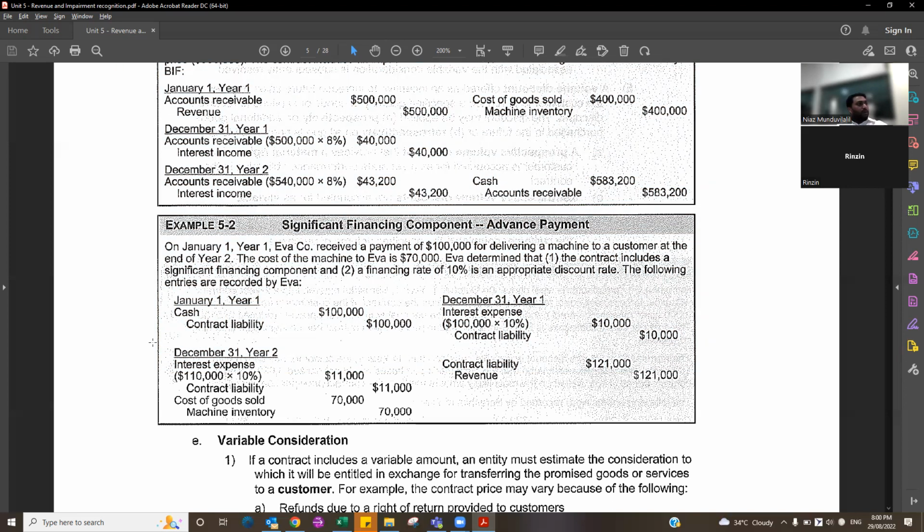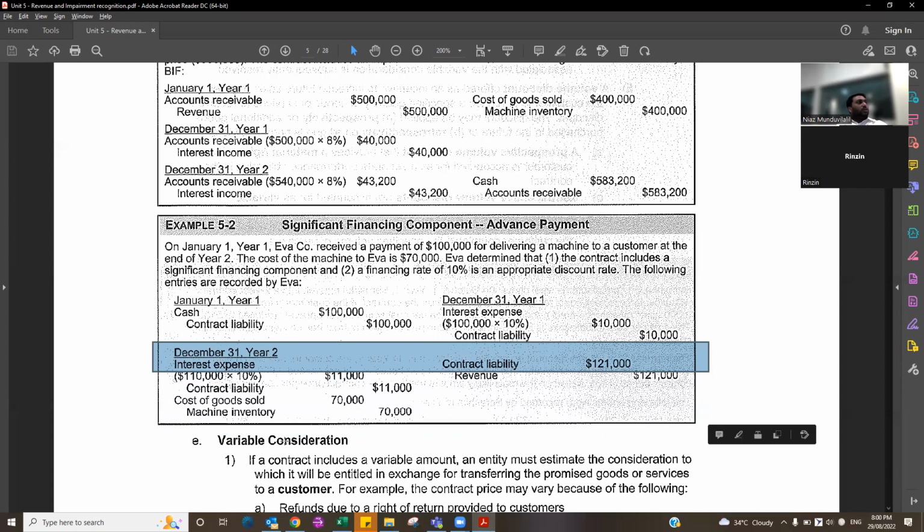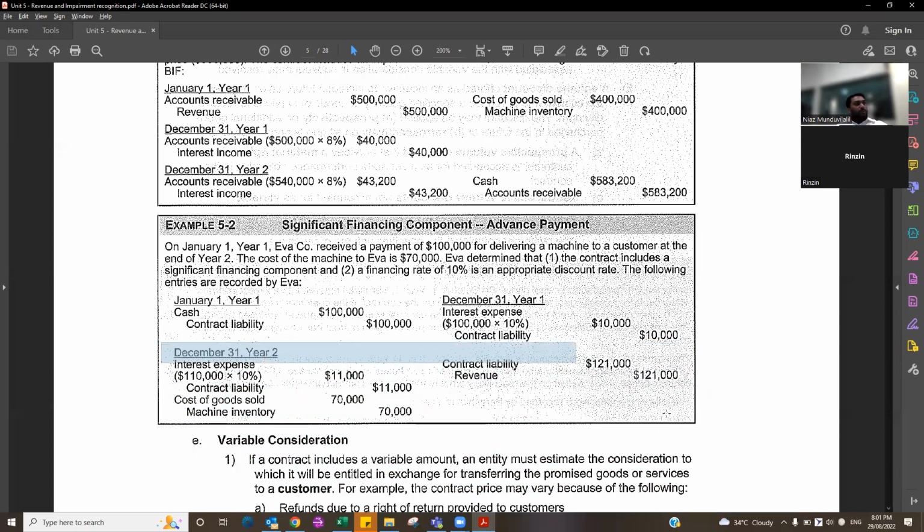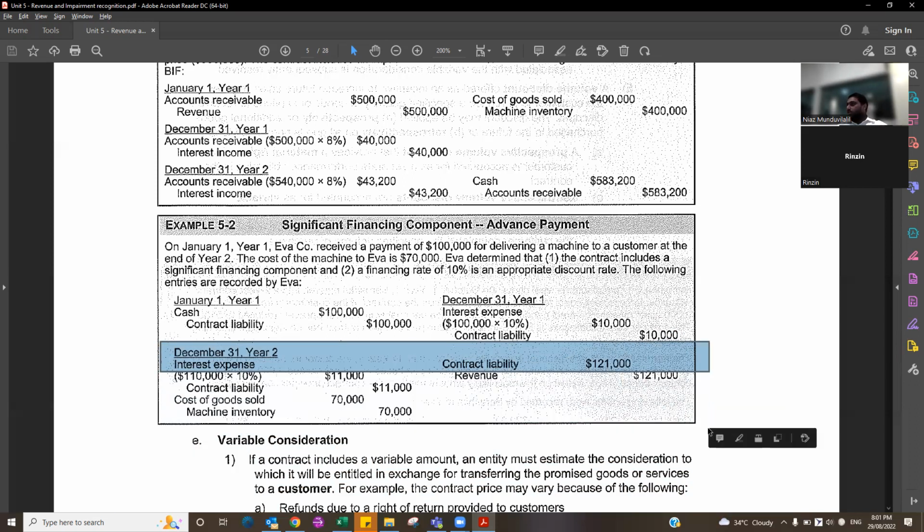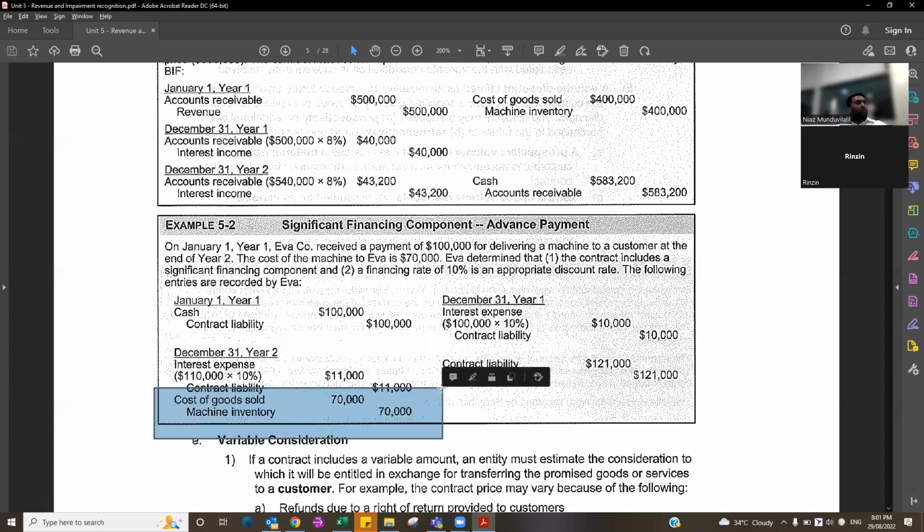And in the second year, what happens? You're going to record your sales. How much will be your sales amount? You have to calculate the second year's interest also. That is interest expense according to contract liability, 11,000. Because 10% of 110,000 is 11,000, you will add it to your contract liability. That is your sales revenue, 121,000. When you do your sales entry, you have to pass your cost of goods sold entry. So you remove that particular machine from your inventory. Got it?